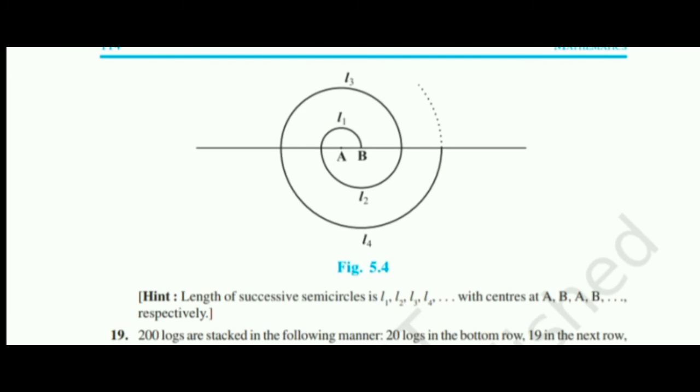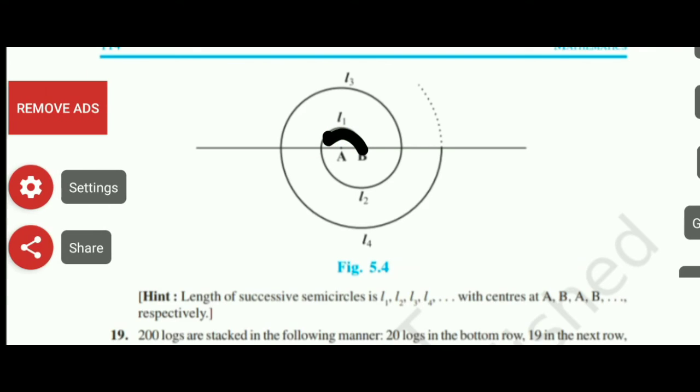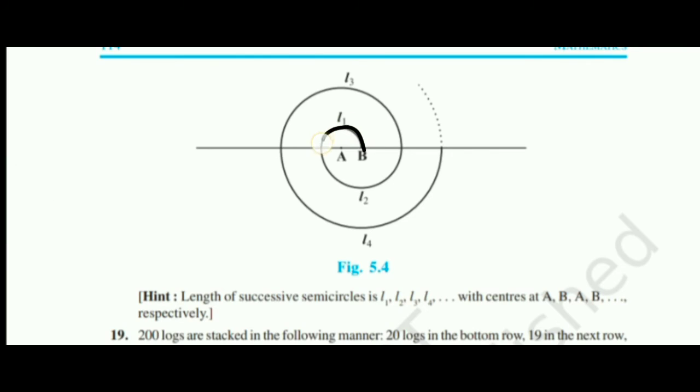In this you can see the consecutive semicircles, right? This is a semicircle. This one is a semicircle. Again, this is a semicircle. Here also a semicircle. So consecutive semicircles are there. And you can see L1, L2, L3, L4. This represents the length of successive semicircles. The centers are A, B, etc. Now we can do this one.